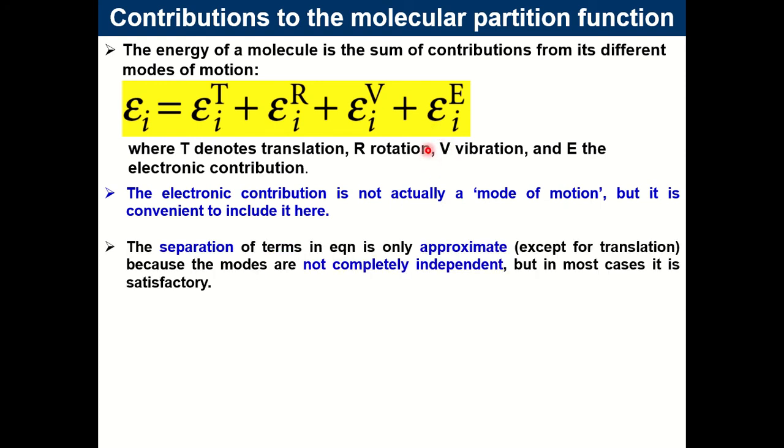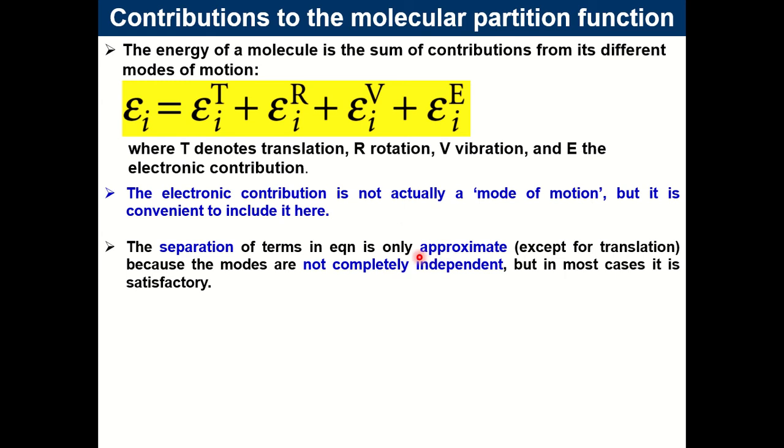The separation of terms that we are seeing here means that these terms are separate. We are writing them separately in an additive way. So this tells us that they are independent of each other. Translational motion is independent of rotational, rotational is independent of vibrational, and so on. So each one of them is independent of the others. That is an approximation we have taken.